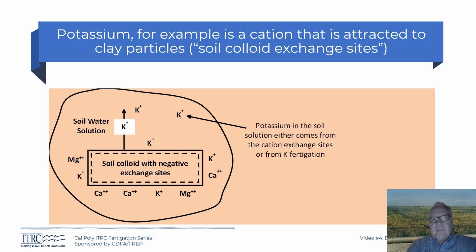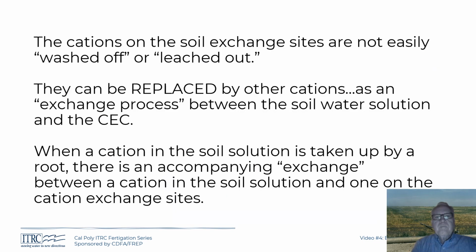Now, obviously, if the soil is very dry, you don't have a whole lot of soil water there, and the soil water isn't going very far. Keep that in mind for a few slides in the future. So the cations that are on the exchange sites aren't easily washed off or leached out. Instead, it's more of an exchange where you have a replacement of one for something that's in the soil.